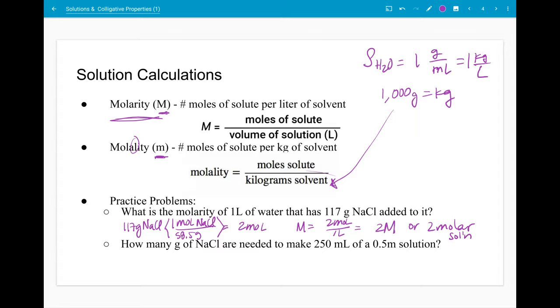Okay, the next one: how many grams of NaCl are needed to make a 250 milliliter 0.5 molar solution? So we can start with our equation.